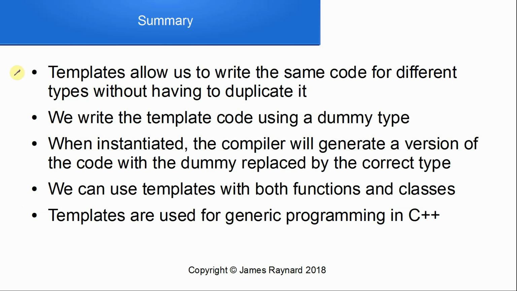Okay then, so let's sum up this video. Templates allow us to write the same code for different types without having to write the same code over and over again. When we write the template function or the class template, we use a dummy type. When the compiler instantiates this template code, it will generate a version of the code in which the dummy type has been replaced by the type that we need. We can use templates with both functions and classes. And finally, templates are used for generic programming in C++.